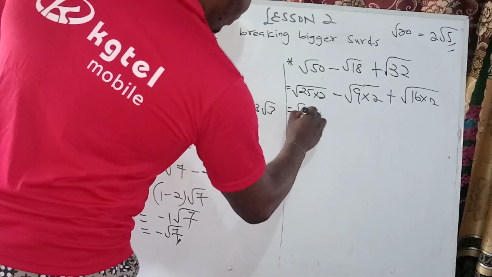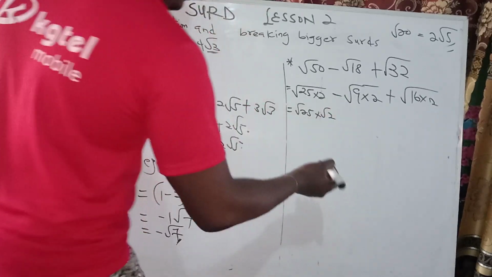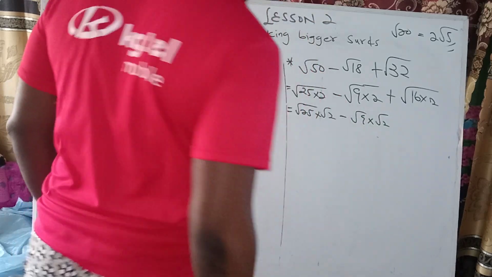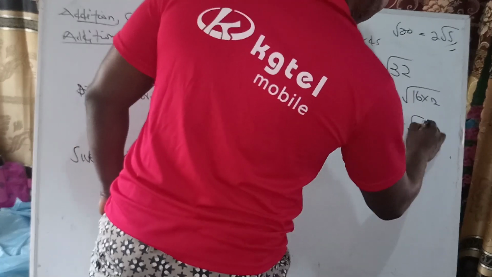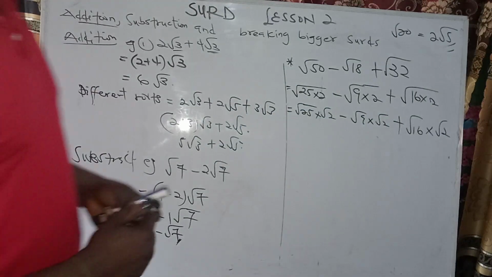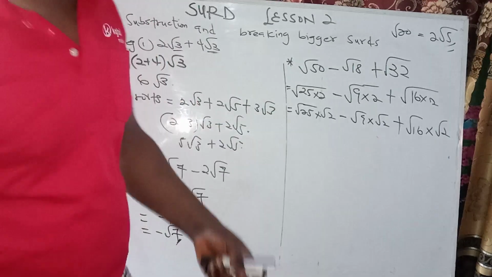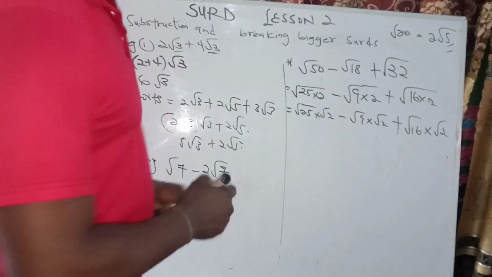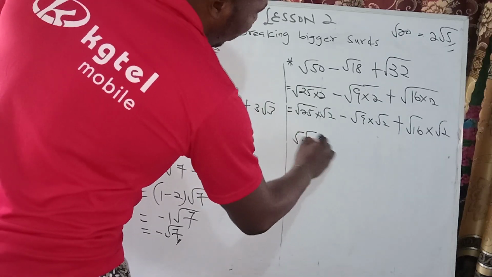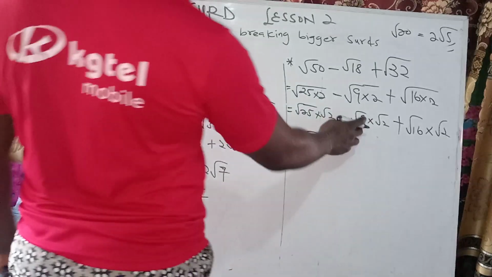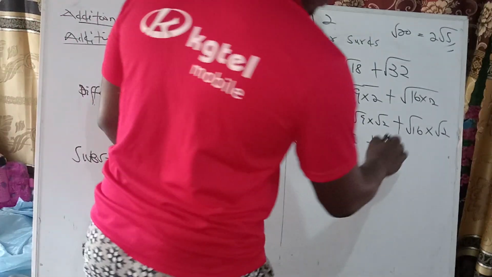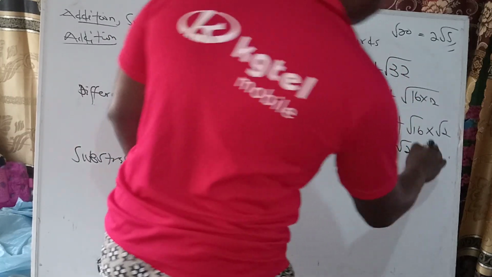So I can have my root 25 times my root 2, fine. Then minus my root 9 times my root 2. Then plus my root 16 times my root 2. Taking your calculator, or if you are fast in mathematics, you go straight forward. So I know that root 25 will give me 5, times root 2 will give me 5 root 2, minus root 9 will give me 3, so 3 root 2, plus root 16 will give me 4 times root 2, so it will be 4 root 2.